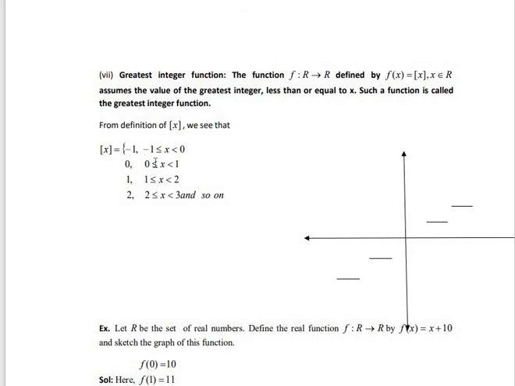Suppose I have taken this portion where x lies between 0 and 1, including 0. The value of box x is 0. So I have taken the value of box x along the y-axis and the value of x along the x-axis. If I choose from 0 to 1, the value of box x is 0. That means it will lie on the x-axis.